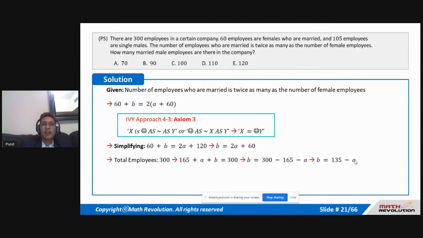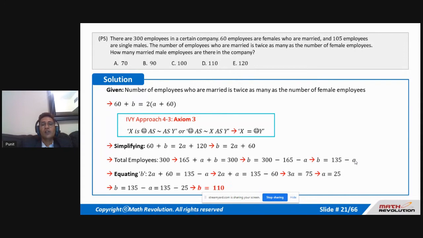Total employees were 300. So 165 plus A plus B is 300. So we can definitely find the value of B here, which is 300 minus 165 minus A, which is 135 minus A. We have got two equations for B. One is 2A plus 60, another is 135 minus A. We can equate them, putting them equal to each other, and we get the value of A equals 25.